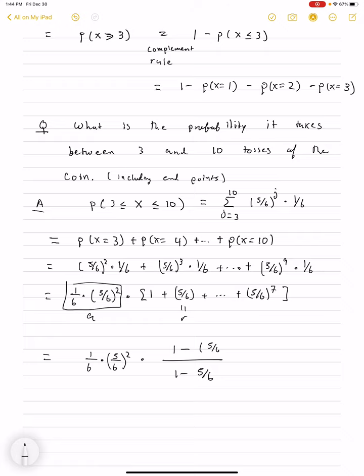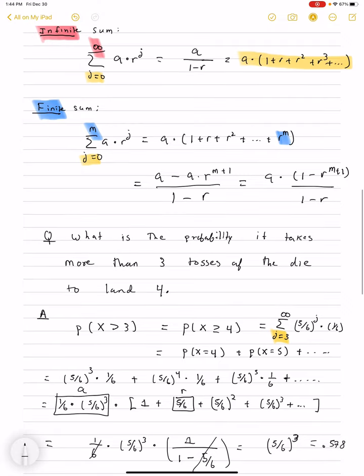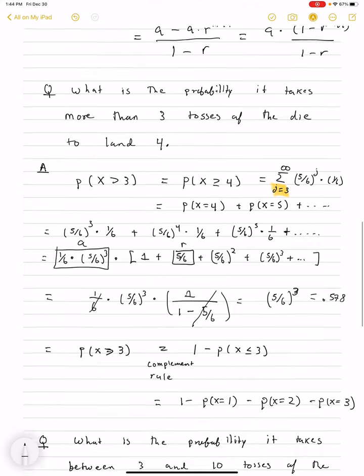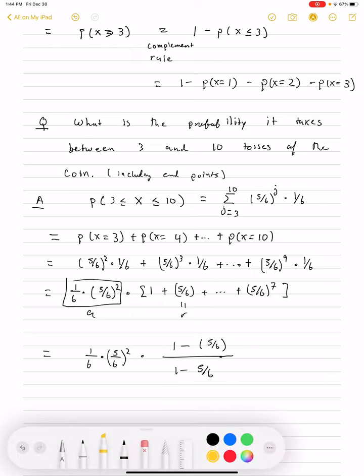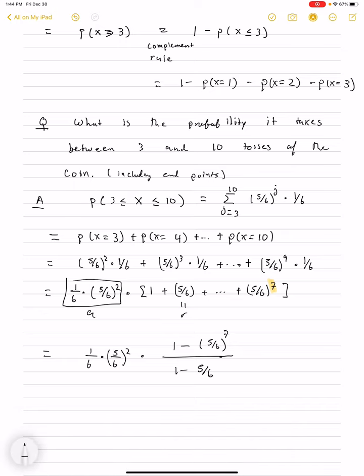This will be 5/6, and we just need to figure out what power goes there. If we look at this formula, m is the highest power of R when it's pulled out. That will be this value right here, the 7. So I'm going to write this as 7 plus 1. And this is the probability that you have to compute. We've basically computed it. If you want it in decimal form, you'll have to put it in your calculator.